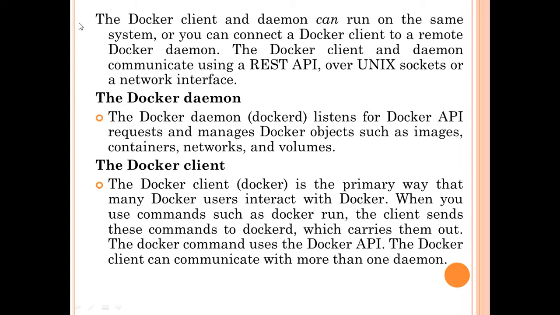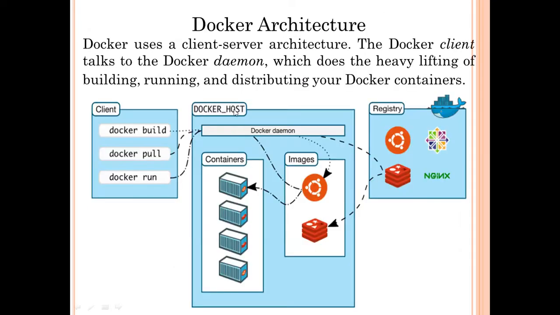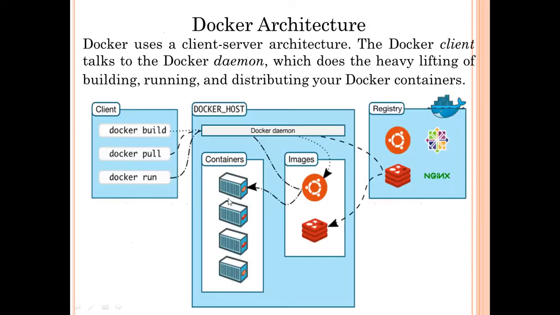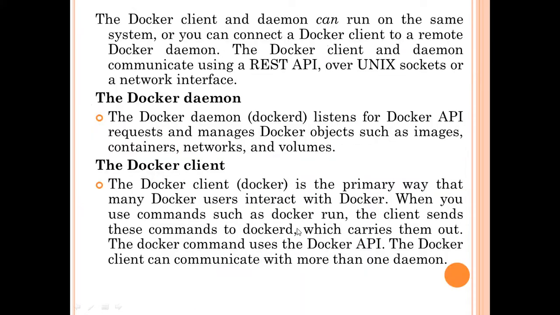So let us talk about the different things which we have in this, like Docker host, client, and registry. The Docker daemon listens to Docker API requests and manages Docker objects such as images, containers, networks, and volumes. So everything is stored at this place. Then Docker client, its main task is to interact with the user and get the commands from the user.